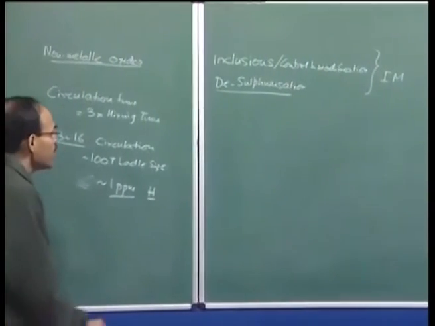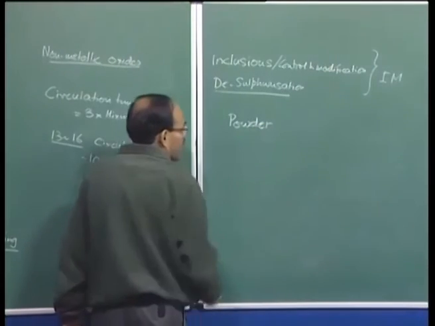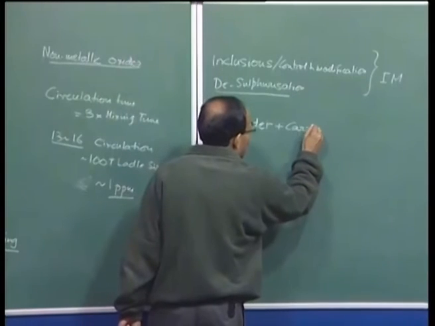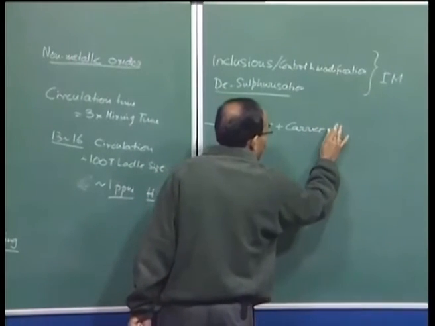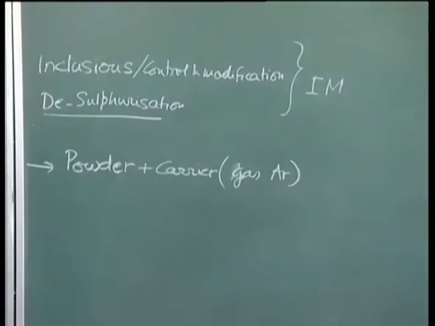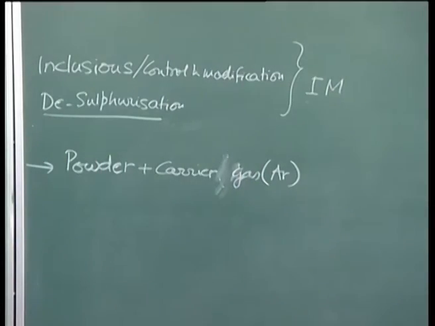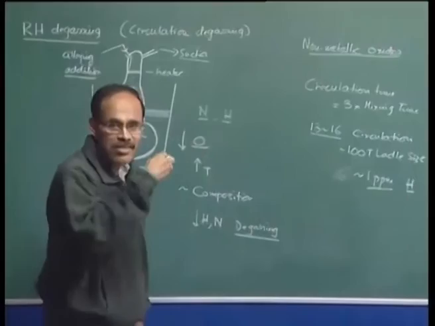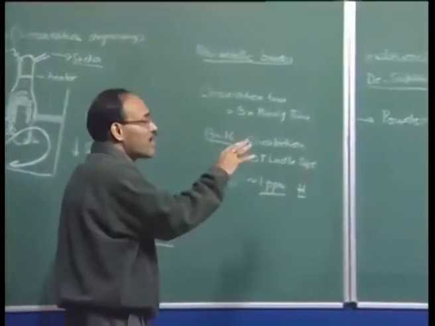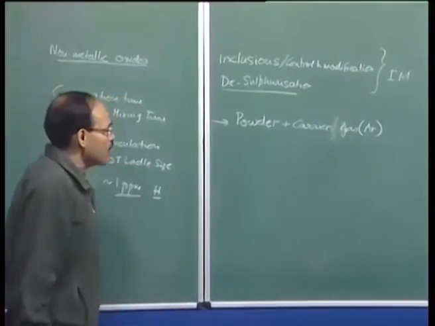And what do we inject really? We can inject powder, and that powder will be injected with a carrier gas. For example, a carrier gas could be argon. I do not want to use nitrogen here, because I have just now subjected the steel to the tank degassing process or circulation degassing process, spent so much money and effort to remove nitrogen. So, the carrier gas here has to be such that it does not contaminate molten steel. So, argon is an obvious choice.